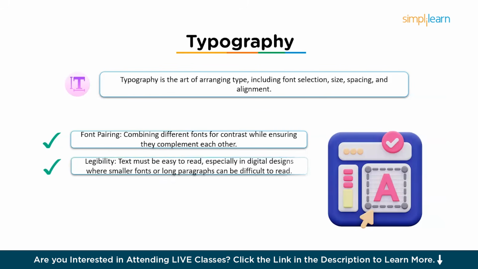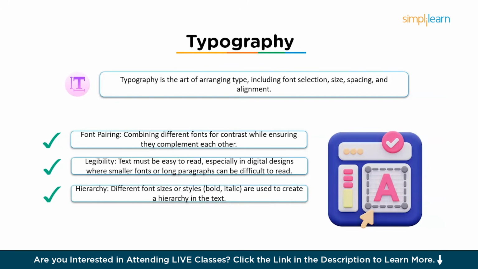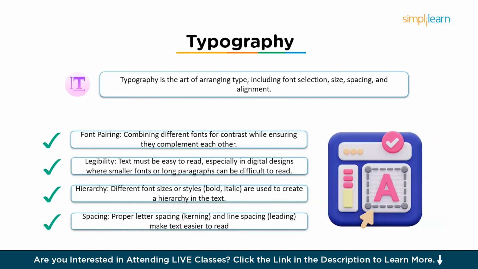Then we have legibility. Text must be easy to read, especially in digital designs where smaller fonts or long paragraphs can be difficult to read. Then we have hierarchy. Different font sizes or styles, for example bold or italic, are used to create a hierarchy in the text. Then we have spacing, that is, proper letter spacing, kerning and line spacing, that is leading, make text easier to read.